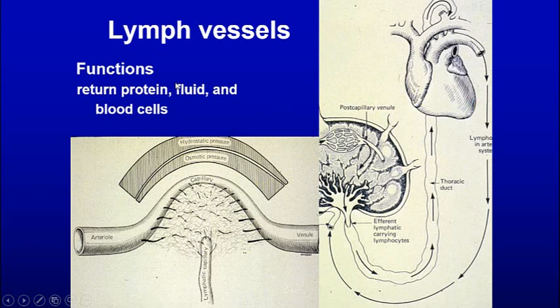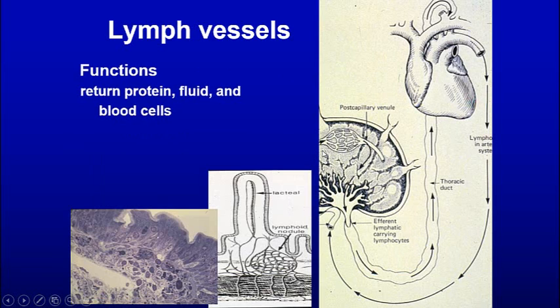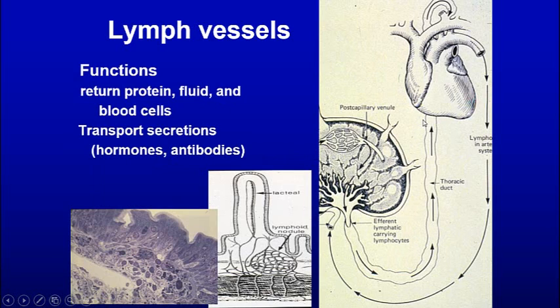And so here we see lymph vessels. They collect fluid. So you've got arterioles coming in through there, blood coming out of the capillaries, going right back into the venules, and what doesn't go back goes through the lymphatic system to be returned through the thoracic duct back to the bloodstream. So the function is to return protein, fluid, and blood cells back to the bloodstream.